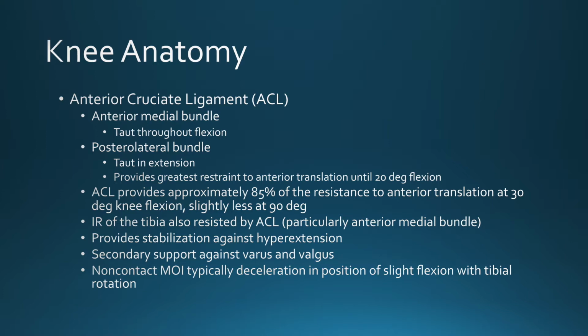So the ACL provides approximately 85% of the resistance to anterior translation at 30 degrees of knee flexion and slightly less than that at 90 degrees of flexion. Internal rotation of the tibia is also resisted by the ACL, in particular the anteromedial bundle. The ACL also provides stabilization against hyperextension, and it's a secondary support against varus and valgus stresses. A non-contact mechanism of injury would be deceleration in a position of slight flexion with tibial rotation in either direction.